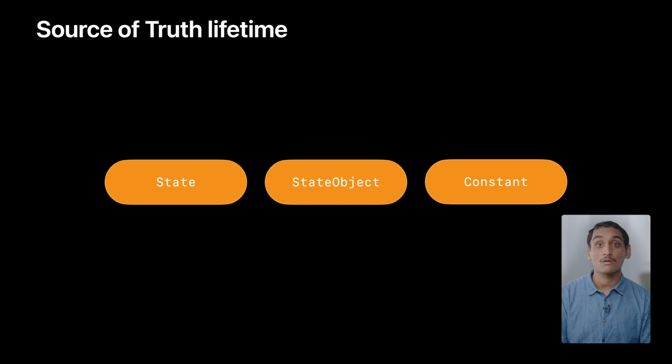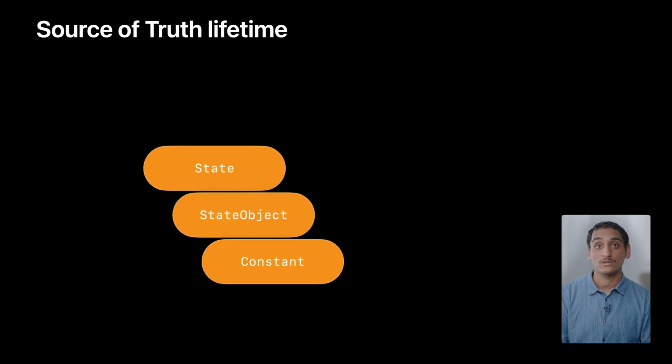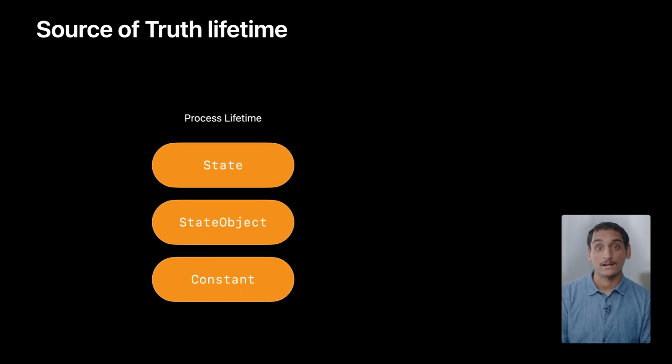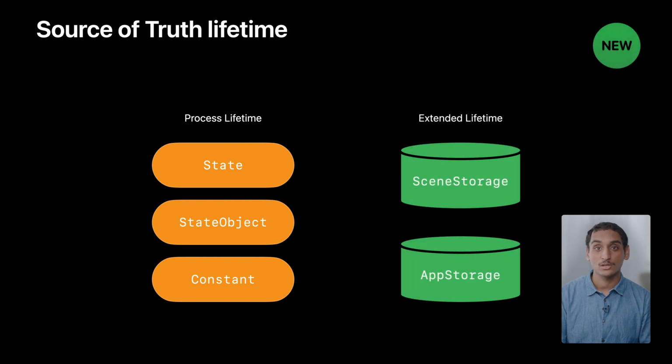Your data's lifetime is important, but that lifetime is tied to the lifetime of its source of truth. And in all of the previous examples, we've used tools like State, StateObject, and constants. But these have a limitation, which is that they're tied to the process lifetime. Which means if your app gets killed or the device restarts, state won't come back. To help solve this problem, new this year, we're introducing storage. These have an extended lifetime and are saved and restored automatically. Note, these are not your model. Rather, they are lightweight stores that you use in conjunction with your model. Let's start by taking a look at scene storage.